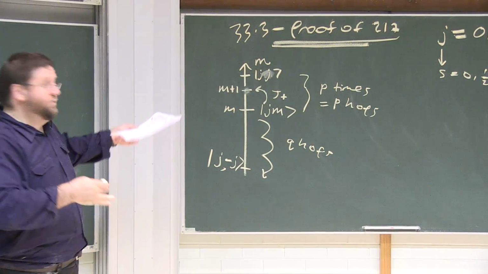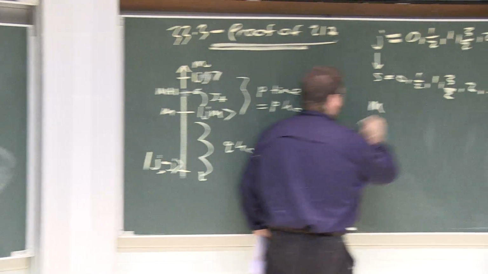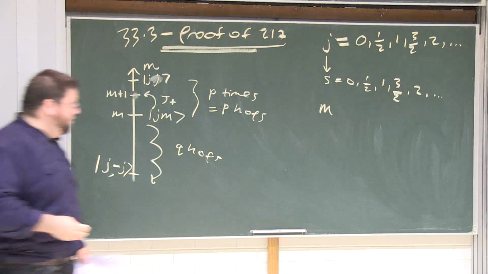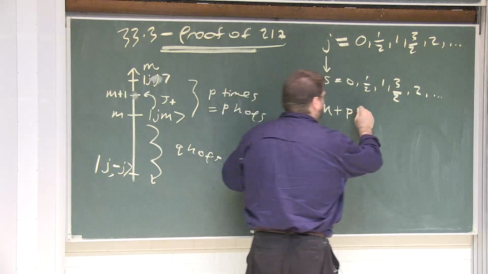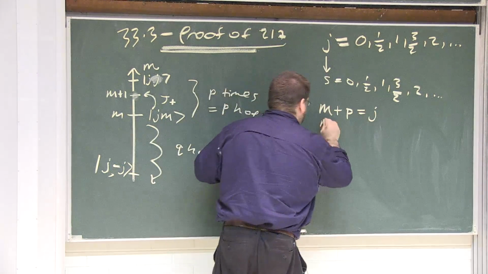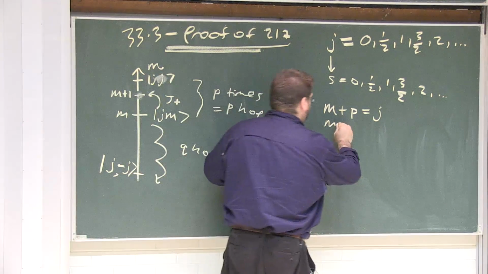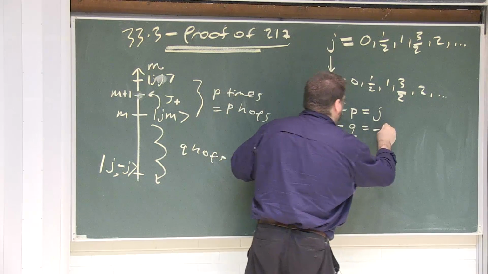So p hops take me to the top, and q hops take me to the bottom. I start off with my magnetic contour number, little m, and p hops, each of which raises it by 1, takes me to the top. I start off with the same magnetic contour number m, and q hops take me to the bottom. So m reduces by q, and you're at the bottom.